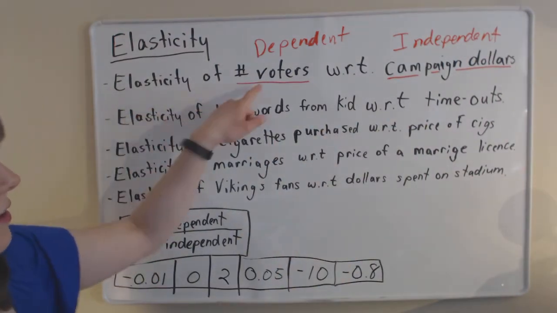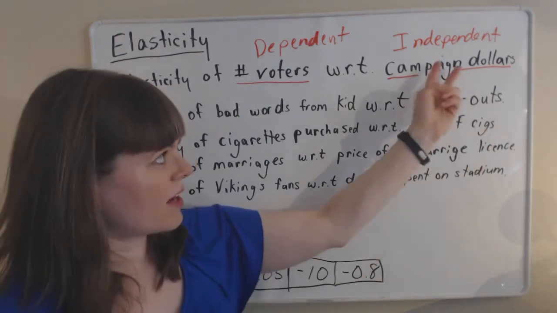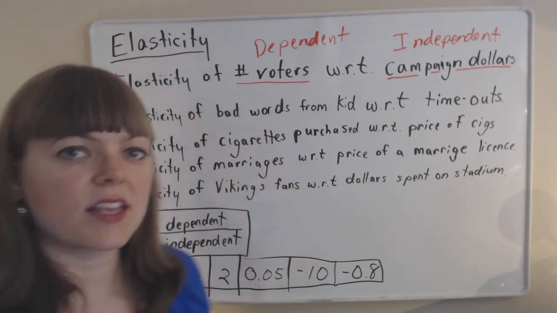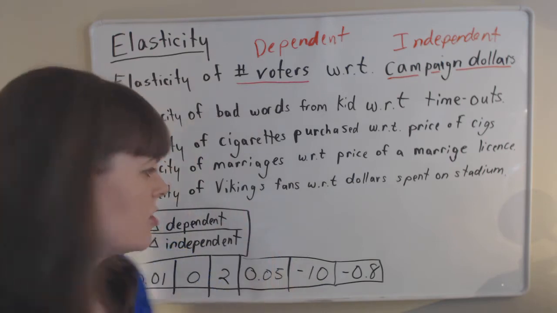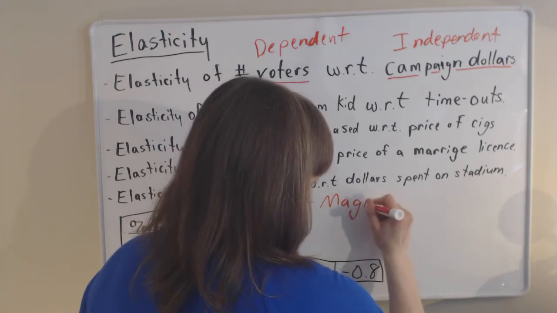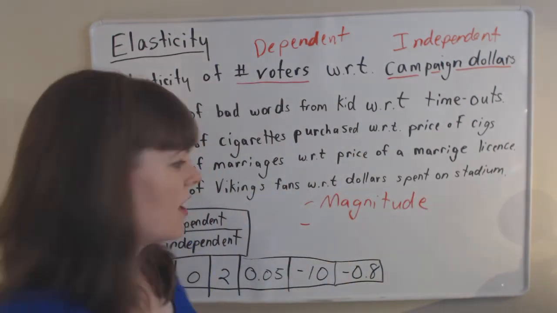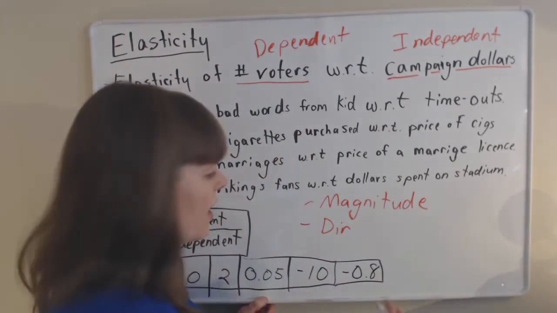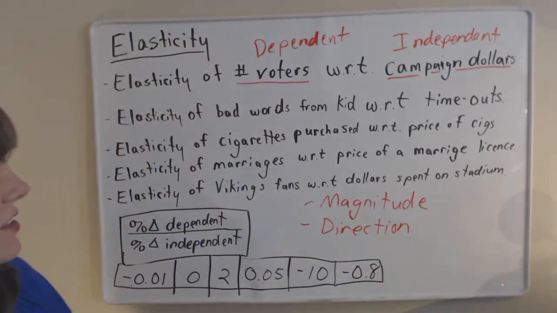So elasticity of voters with respect to campaign dollars, that means when you invest in campaign dollars, you're doing that to influence the voters. And the elasticity is going to measure two things. One is the magnitude, so how big is this behavioral response? So magnitude is one of the key parts of an elasticity, and the other is going to be direction. Is it a positive or a negative relationship? So those are the two key pieces of elasticity.